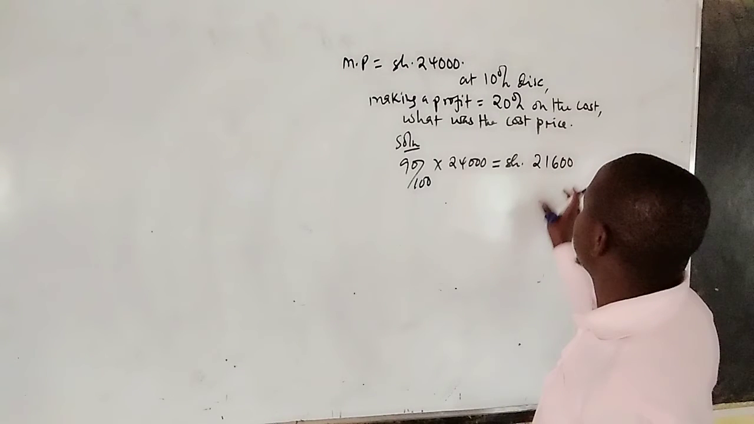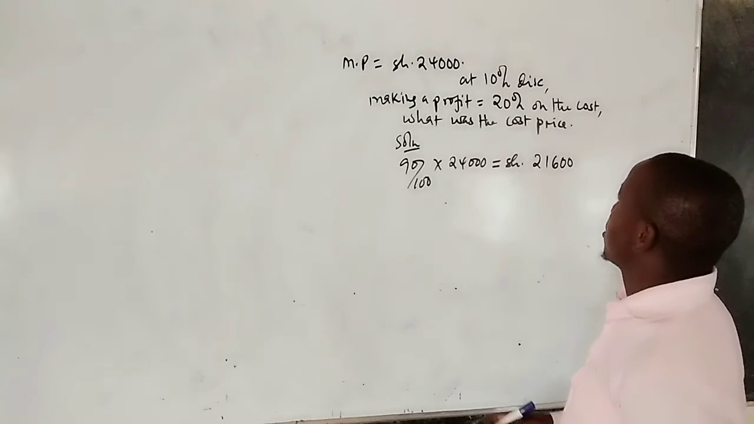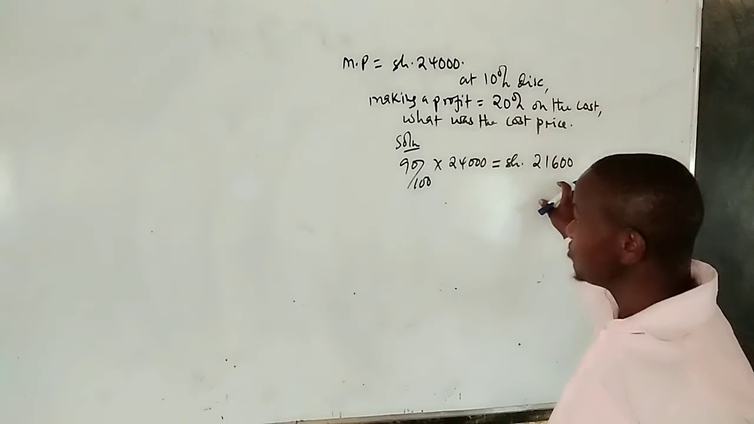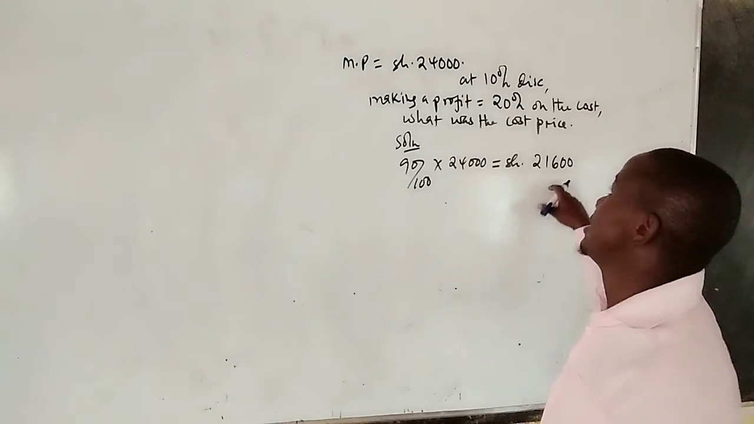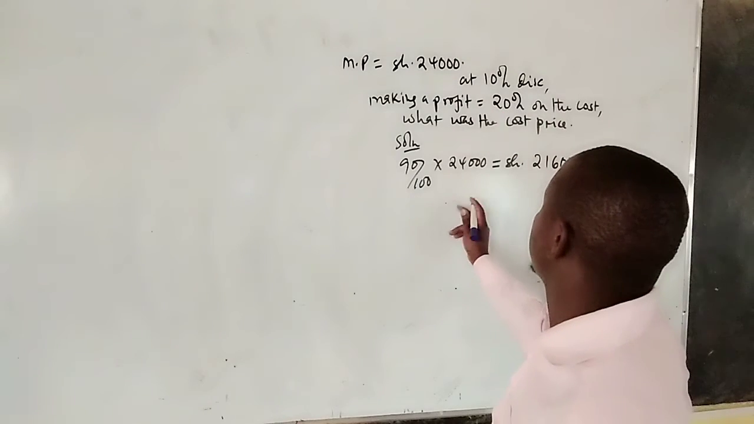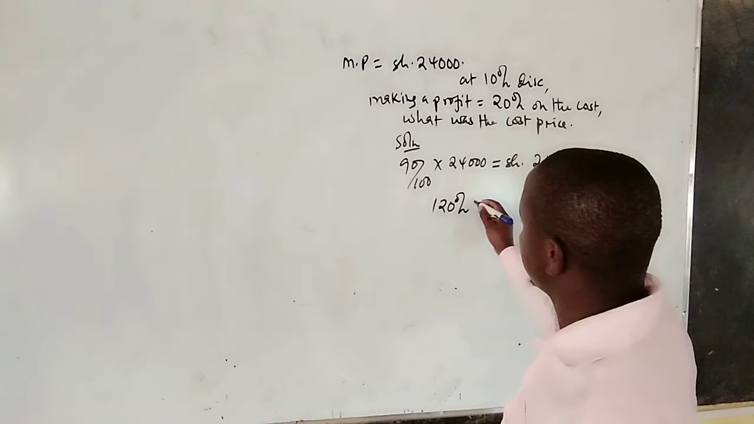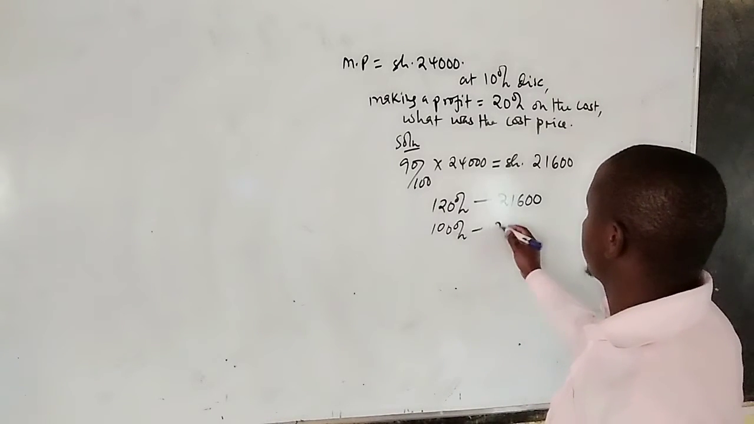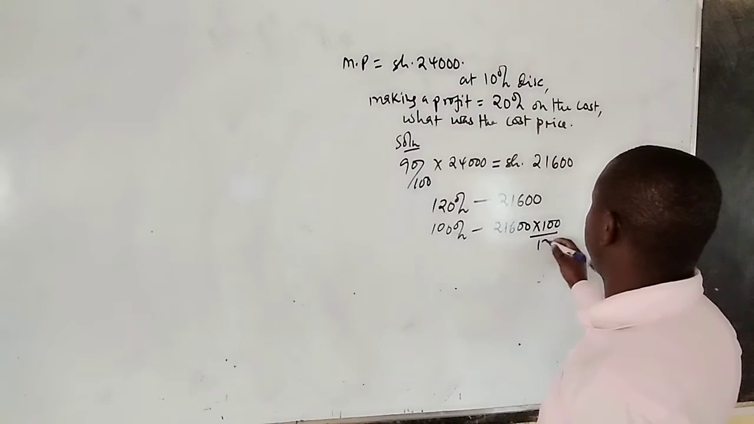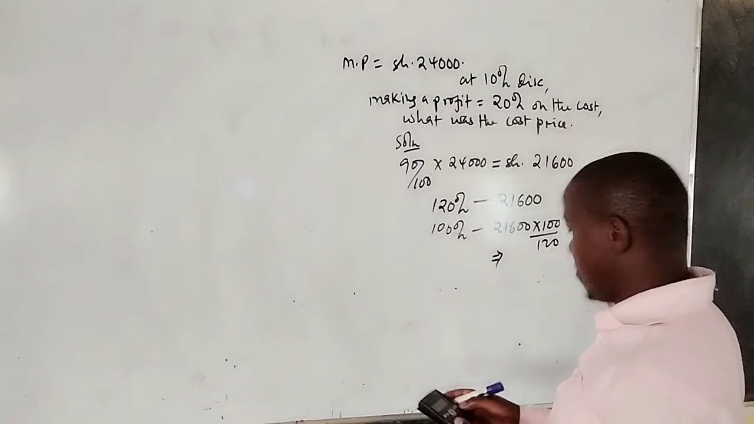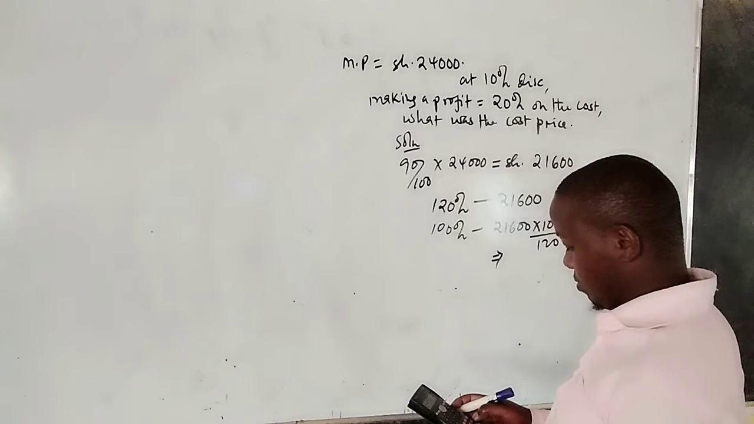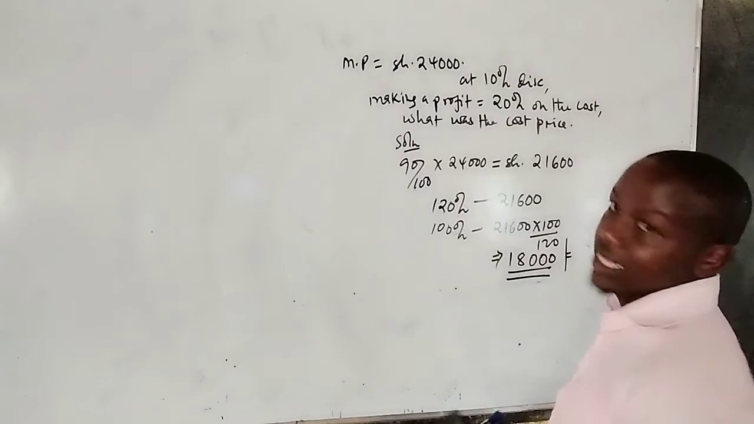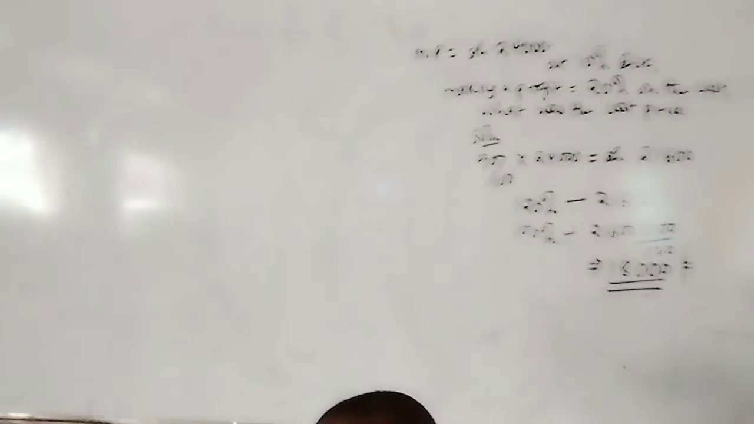Now, after selling, he didn't get a loss. He got a profit of 20%. Meaning the value at which he has sold the bicycle, compared with how he had bought it, is 20% more. Meaning that 120% is this amount he's selling the bike for. Then he had bought it at 100%, so 21,600 times 100 all over 120. So the price at which he had bought will be 18,000 shillings. So he had bought it at 18,000 shillings.